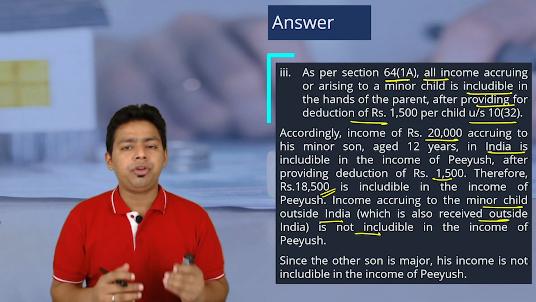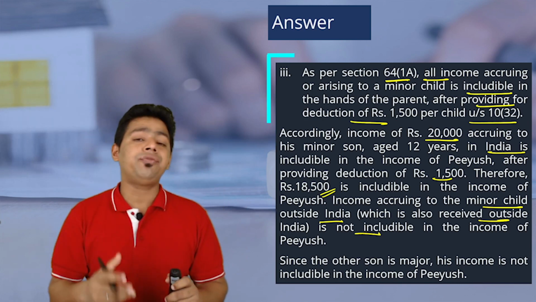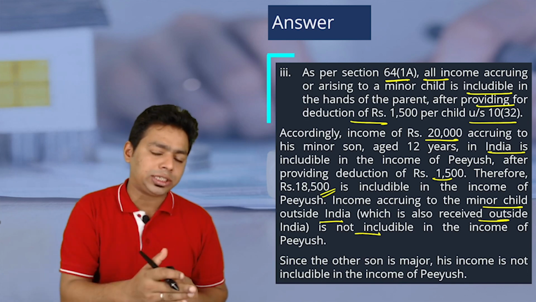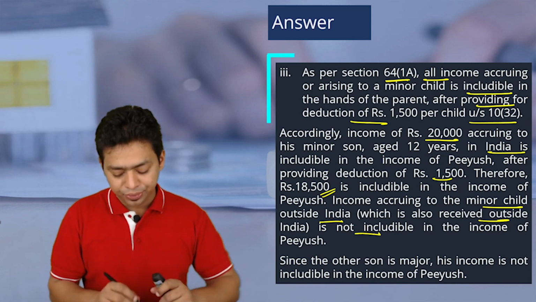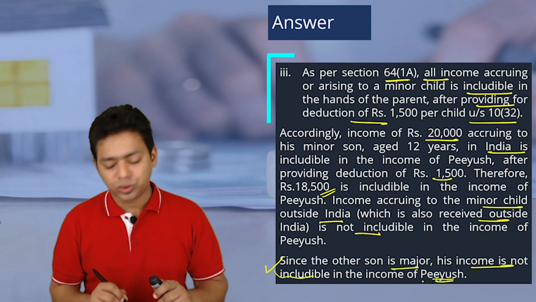See, in the clubbing chapter, we don't club any income of a minor. We club income only if it is taxable in India. First of all, you have to think about taxability, then the chargeability, who will be paying tax on that particular income. Since the other son is a major, his income is not includable in the hands of Piyush.